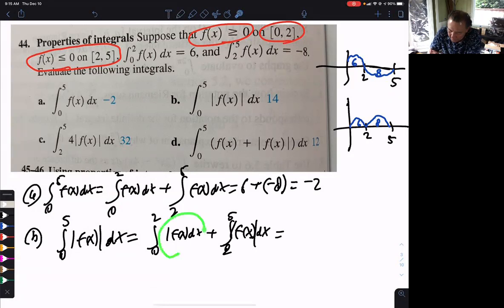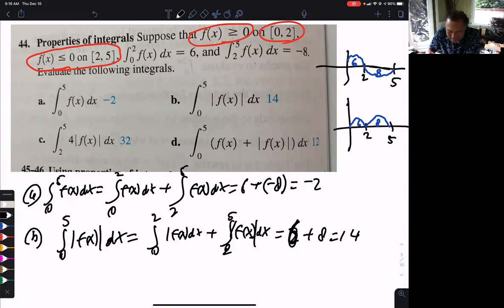Well, the first one doesn't change because it's already positive. So that's going to be 6. But the next one, when you flip this up, the net area is going to be positive because the graph's on top now. It's going to be plus 8. You're going to get, whoa, that's 6, not 2. What am I doing? That's 6. The answer is 14. I was like, why is my answer not matching?